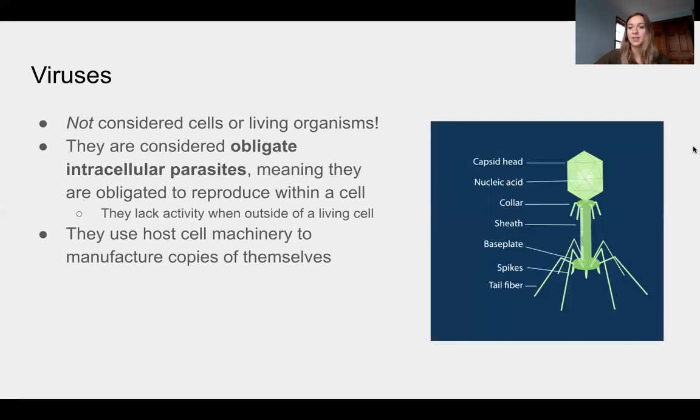So viruses are not considered living organisms, and that's because they're obligate intracellular parasites. So they need a host cell's machinery to reproduce and to function. And when they're by themselves, they have no activity. So that lack of activity on their own is what makes it so that they can't be classified as a living cell or a living organism. And there will be a question on viruses at the end of today's lecture. So we'll talk a little bit more about how they reproduce.